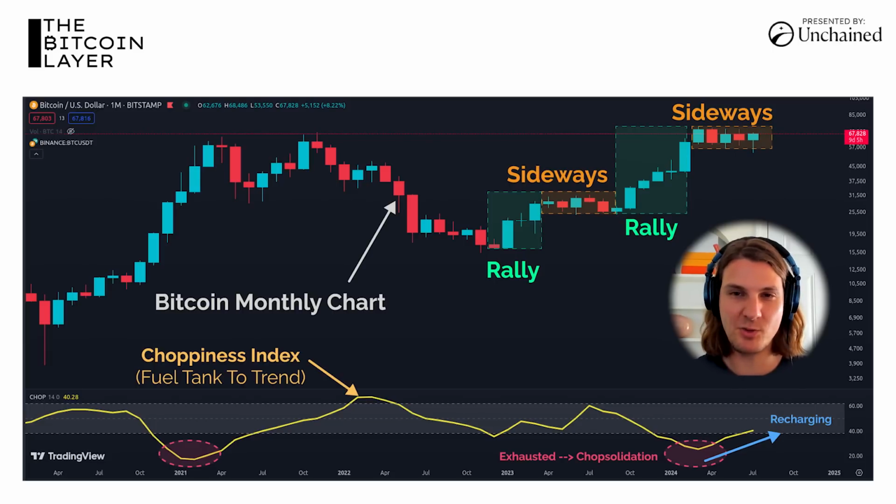And what's the signal going back to this monthly chart? Yeah, so the choppiness index is the only technical indicator that I use. And I learned about it from my market mentor, Doc Sevison, several years ago.